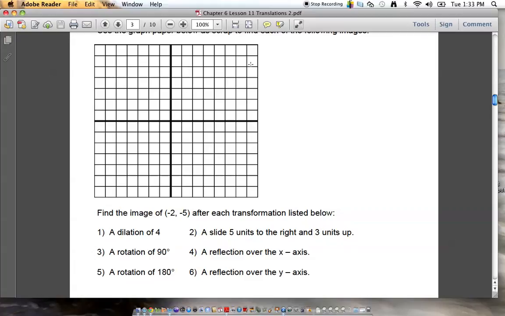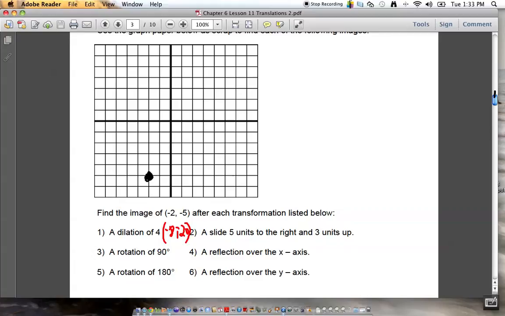Take a look at what we got here. The point (-2, -5). Where is it? There it is. So let's get some answers here. Dilation of 4. Magic word! Multiply. Times 4 would give me -8, and negative 20. Good. A slide, 5 to the right and 3 up.